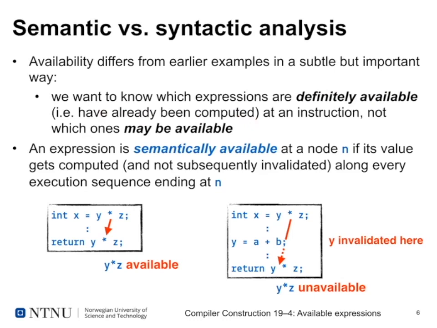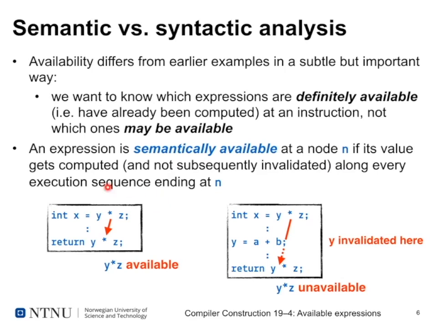Previous analyses have actually considered things that might have been available, so may be available, but we're not quite sure if they're available. And so we can define that an expression is semantically available at a node n in our control flow graph if its value gets computed and, that's important, not subsequently invalidated between then and our node n along every execution sequence ending at that program point.